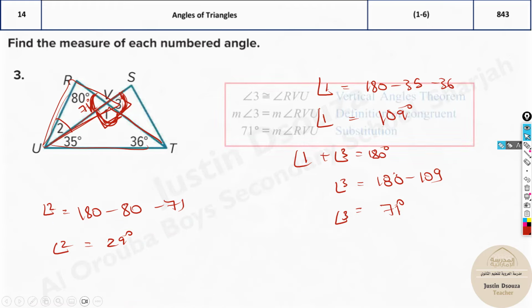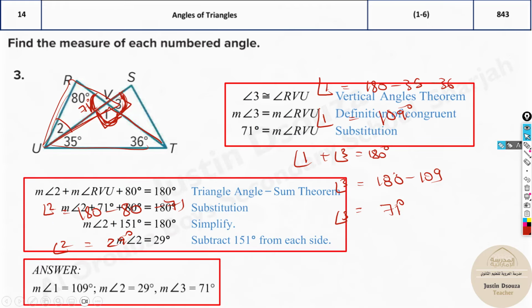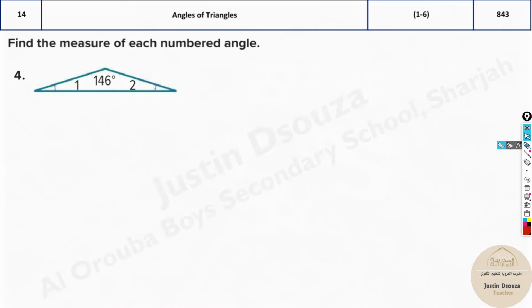So the final answer is, you can see over here, the measure of angle 1 was 109. The measure of angle 2 we found out to be 29. And lastly, 3 was 71 degrees. Please do solve the others.